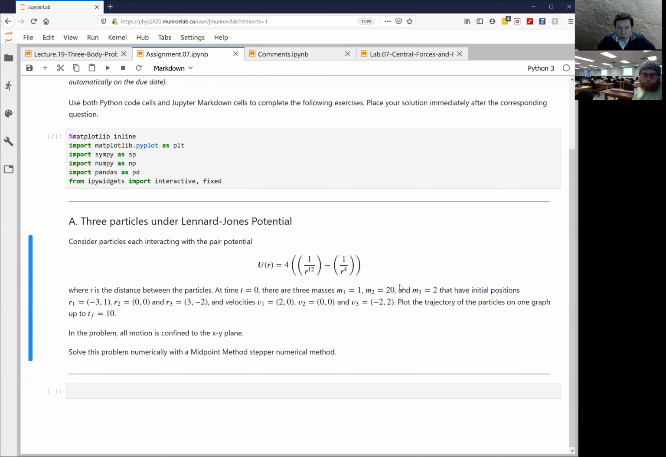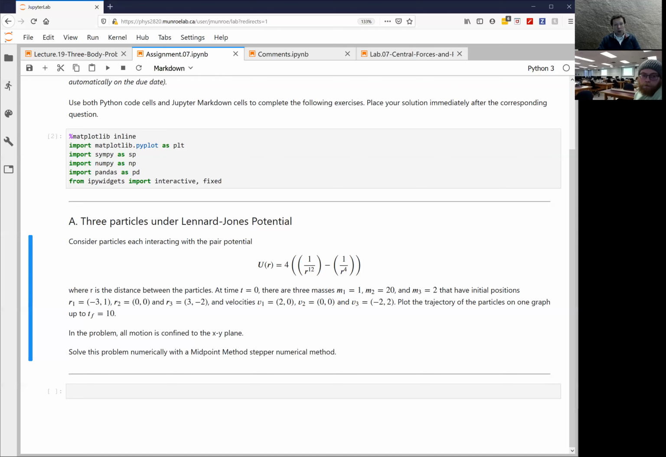Now, I want you to solve this problem for the assignment, but it's not due for a week, and that's partly because I want you to do the lab first. I've got a lab which is going to talk about some of these ideas to give you the tools you need to be able to complete this assignment question. But this is an example of molecular dynamics. We're going to look at a 3-body problem and solve it.